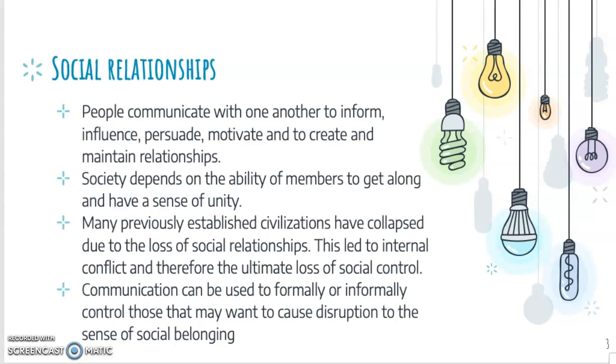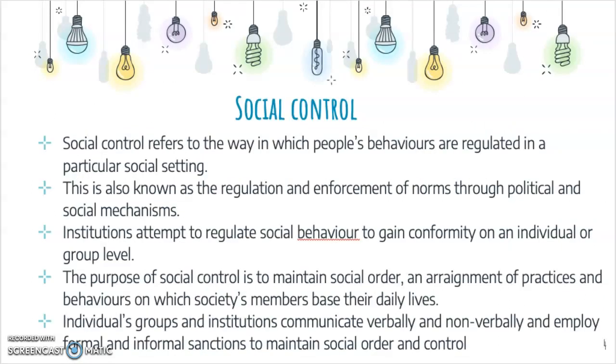Basically, loss of control of your citizens comes from a lack of unity, which comes from a lack of social relationships. This disunity can come from disagreement on social issues, it can come from misunderstandings, it can come from inequitable access to resources, but communication is the main tool used to try and overcome that and unite the community. Communication to do this can be formal or informal, verbal or non-verbal, but really we want to use communication methods to control those that want to cause disruption or take away that sense of belonging that the rest of the community feels. What exactly is social control?